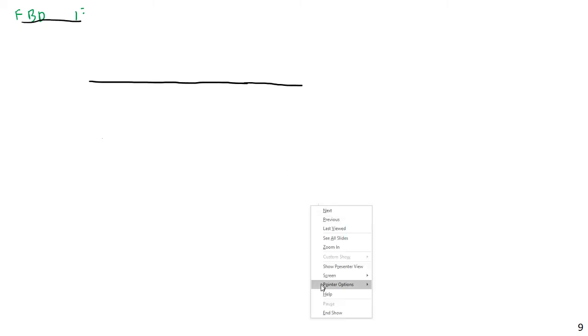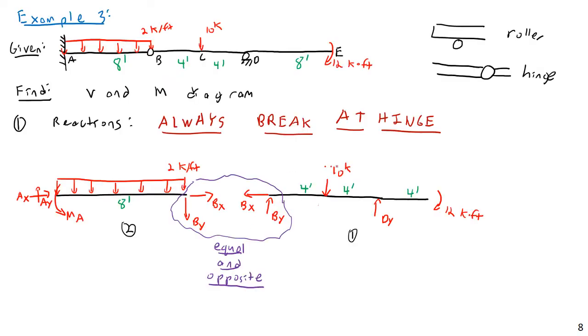So free body diagram 1. I'm going to ignore the fact that I have a roller, or that I have a hinge in the middle, and I'm just going to draw everything as supported by just free forces. Looking at the forces, I am going to make sure to put the same forces as I drew them. So I had a Bx to the left and By upward here, so that's what I'm going to draw. Bx to the left and By upward.